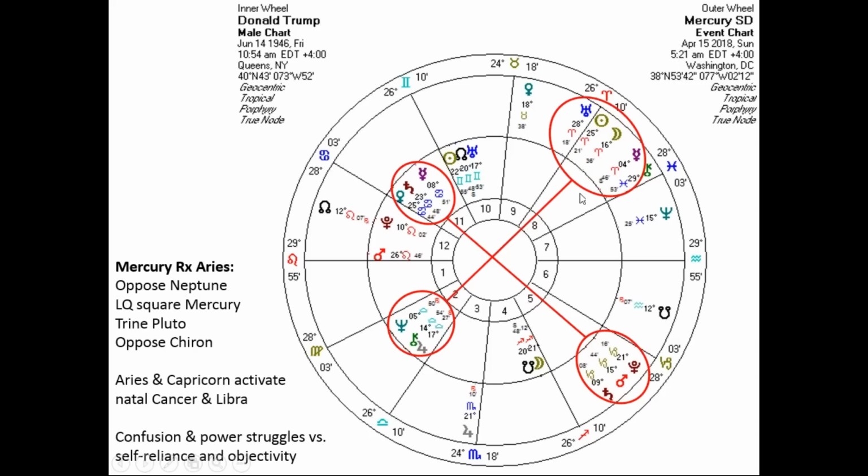Well, Mercury retrograde is going to oppose Trump's moon. It's going to make a last quarter square to his natal Mercury. It will trine his Pluto. And it will oppose his Chiron 3 times. But the real biggie is that, again, Aries and Capricorn. Aries will be opposing the Libra stuff in Trump's chart. Capricorn will be opposing the Cancer stuff in Trump's chart.